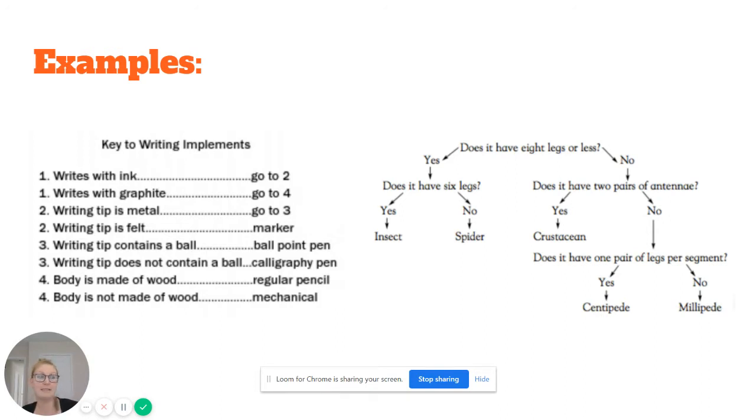Okay. Now let's say that I had a second thing which I didn't know what it was, and I wanted to try to classify it. So same thing. I have this one. Does it write with ink or graphite? This is graphite. So I'm going to go to step number 4. And then it says body is made of wood or the body is not made of wood. In this case, it actually is made of wood. So I have a regular pencil. And so I have two different things that, imagining I didn't know what they were, I'm essentially using this dichotomous key to try to put them into a category.